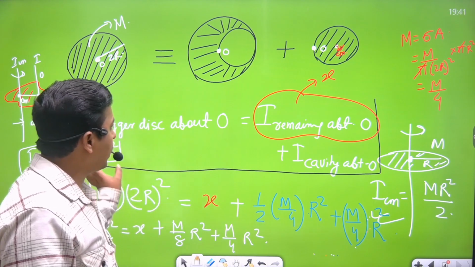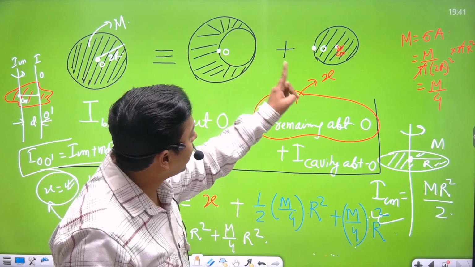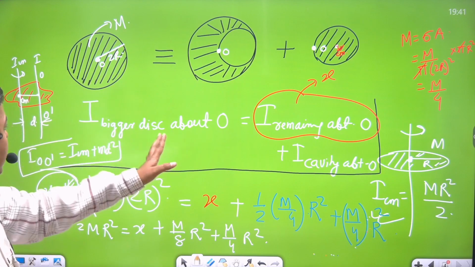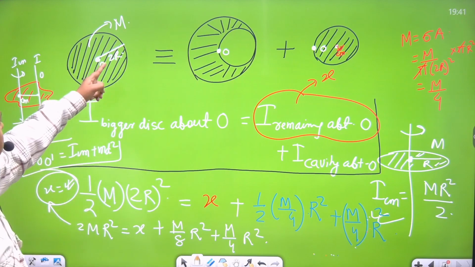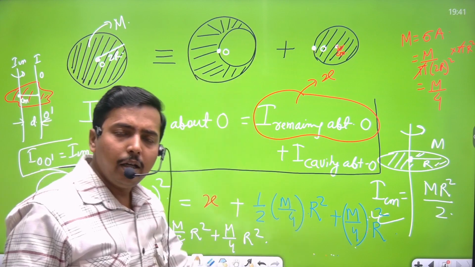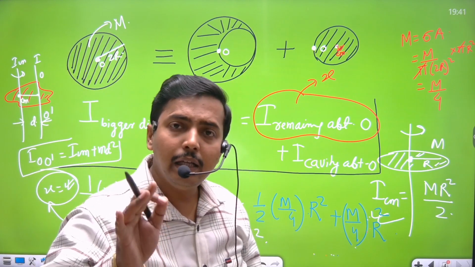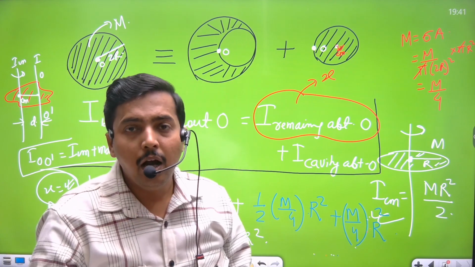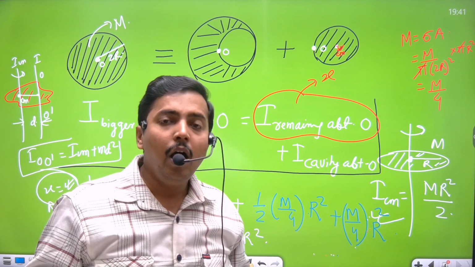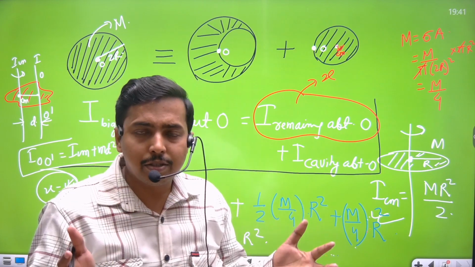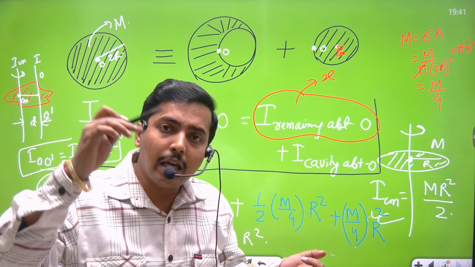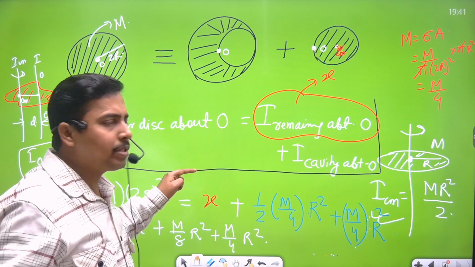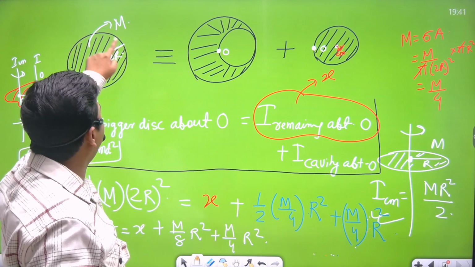Whatever will be the value of x, that will be the value of I about the point O. So I am just revisiting all things once again: if you have to find the moment of inertia of any cavity, then first see in the question whether the mass is given of the initial structure or of the remainder structure in which the cavity is lying. In 99% of cases, the mass will be given of the original body.